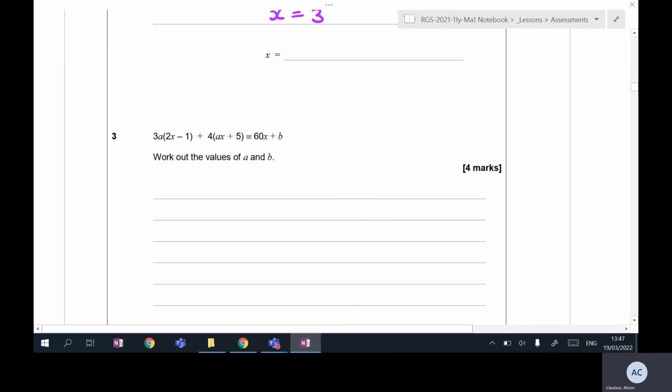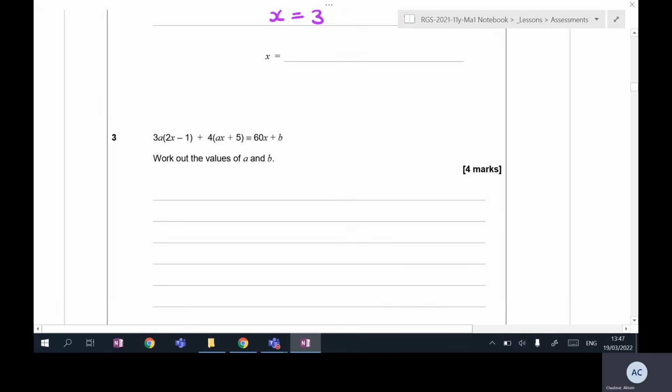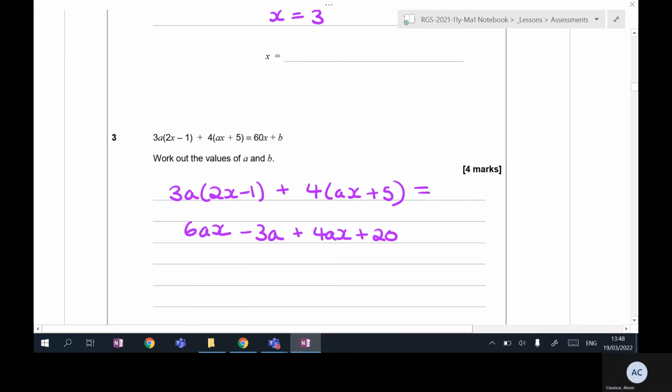Question 3 is an identity. The idea behind an identity is that both sides are equivalent for all values of x. So the idea is you're going to simplify one side and then equate your coefficients on both sides. If I expand the brackets for the first set of brackets, I've got 6ax take away 3a. If I then do my second set of brackets, I'll get 4ax add 20. And that's identical to 60x plus b.